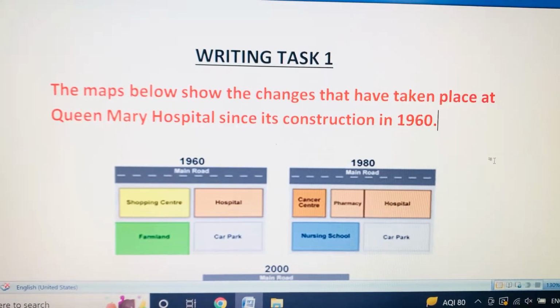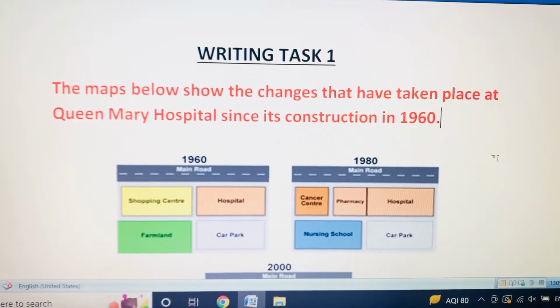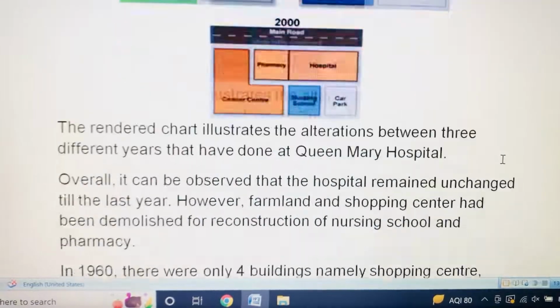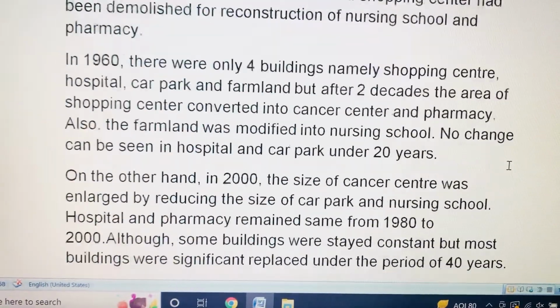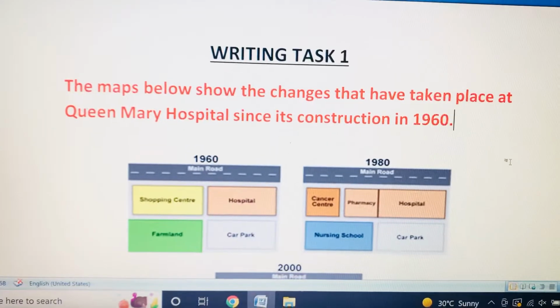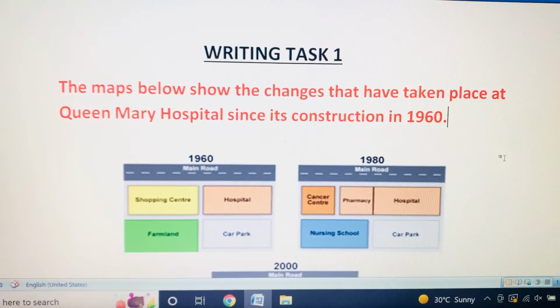So my video today is about writing task 1. I will upload more videos about the writing module also. So this is my first video related to writing task 1.